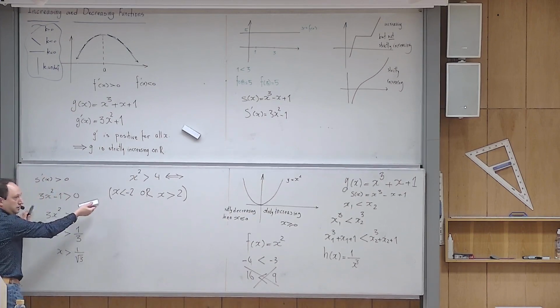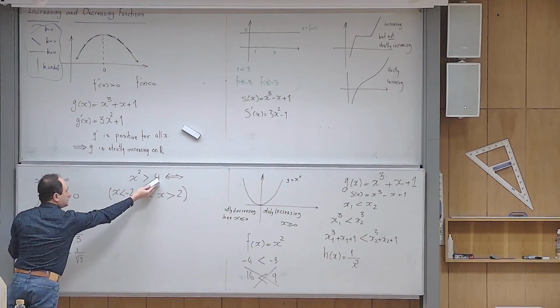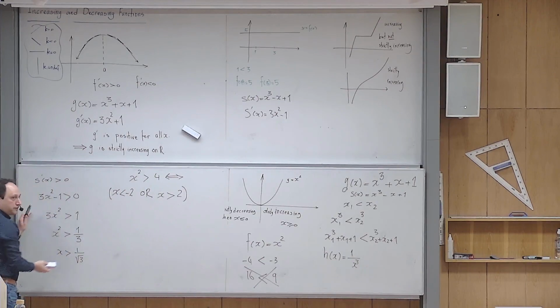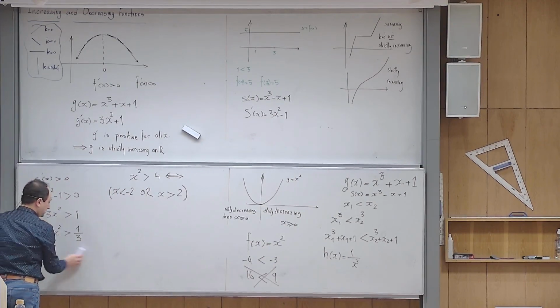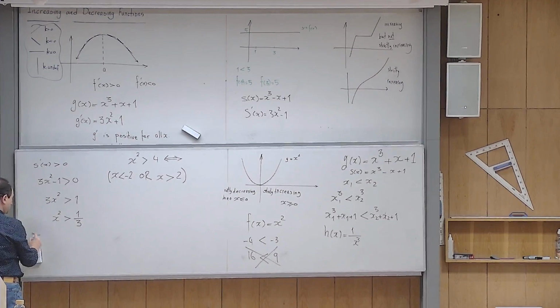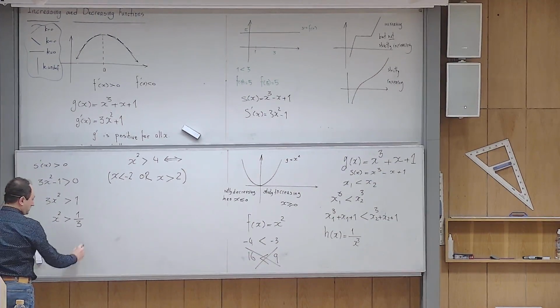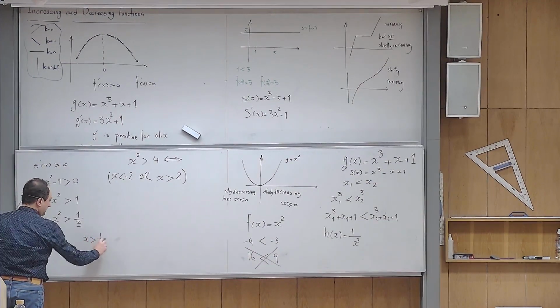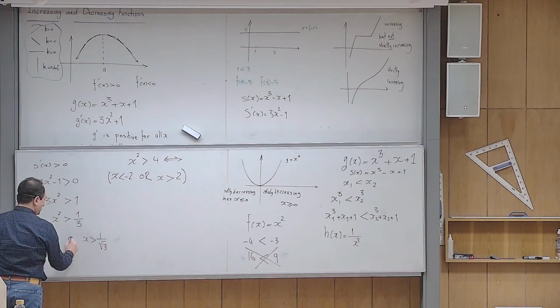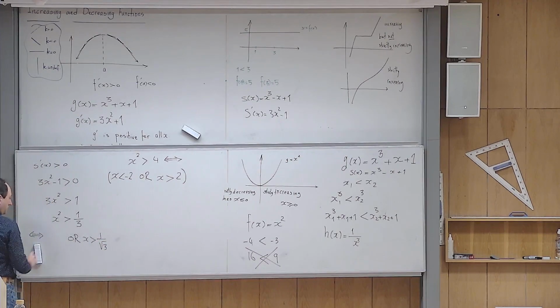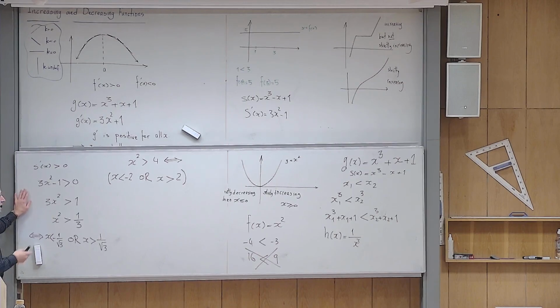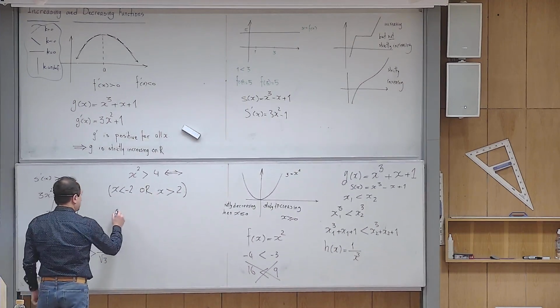Now can you tell me how to solve that? That's the same story, but instead of having 4, which was a friendly number, I have 1/3. So what should I write as the answer? X is greater than 1 over square root of 3, but there is another possibility, which is x less than -1 over square root of 3.